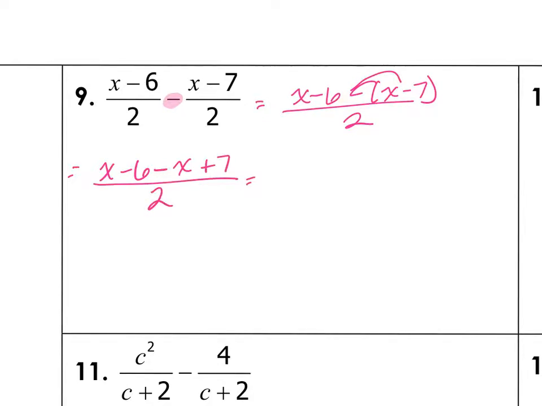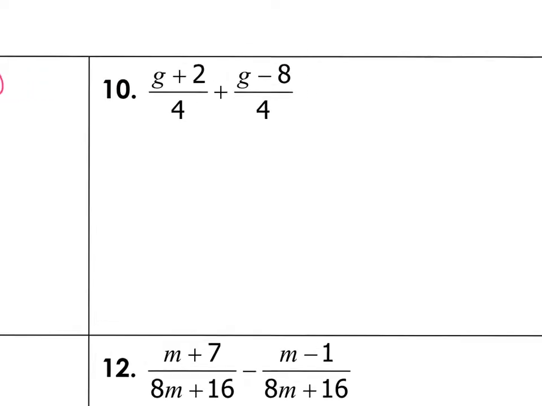So x minus x is 0, and negative 6 plus 7 is 1. So I'm pretty sure that is 1/2. My numerator simplifies to 1 because x minus x is 0 and negative 6 plus 7 is 1. Yep, that should be it. There we go. Okay, good job, you guys. So here's my next one.